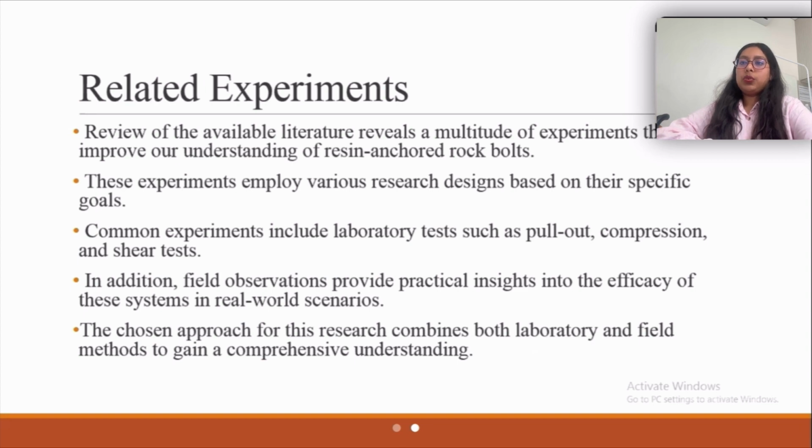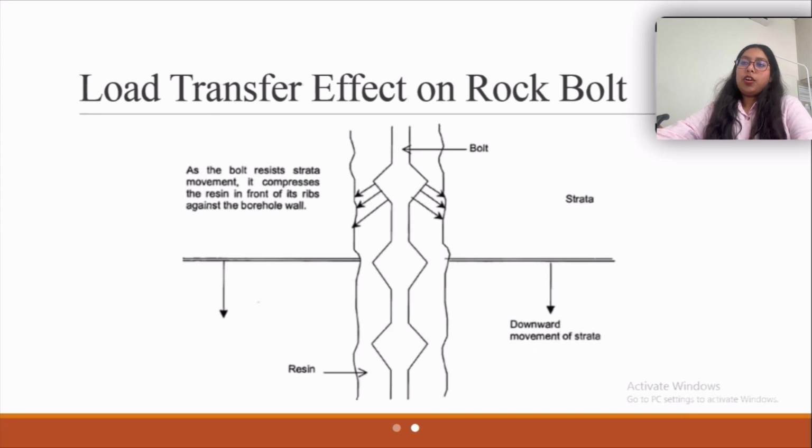For the experiment, we did quite a lot of literature review to understand the multitude of experiments that aim to improve the understanding of resin anchored rock bolts. These experiments employ research designs with specific goals, and the experiments include laboratory tests such as pull out, compression, and shear tests. In addition, field observation provided insight into the efficiency in real world scenarios. Here we can see a picture of a rock bolt, and around that the layer is of resin.